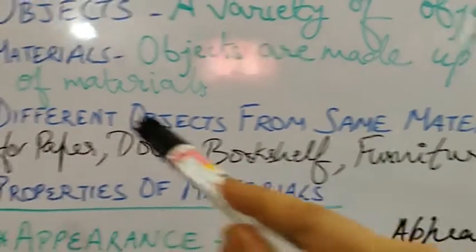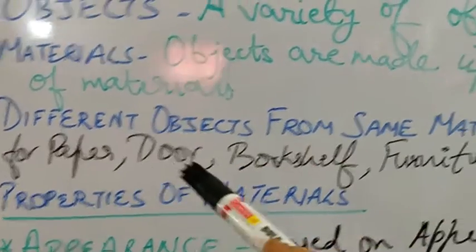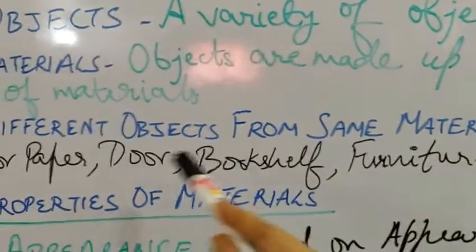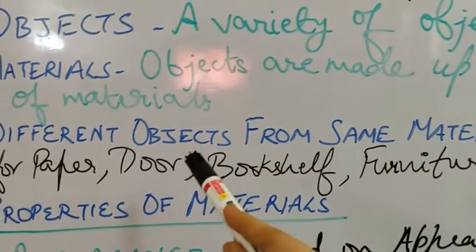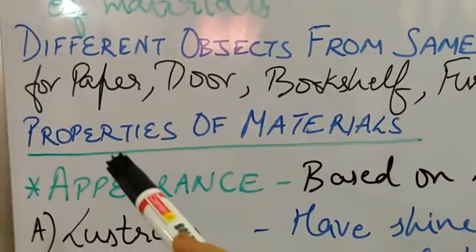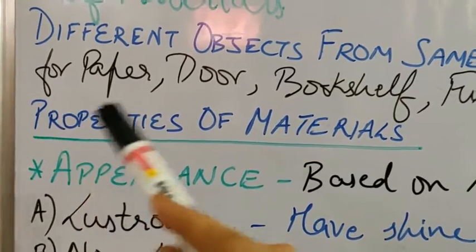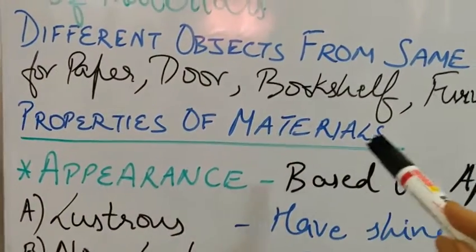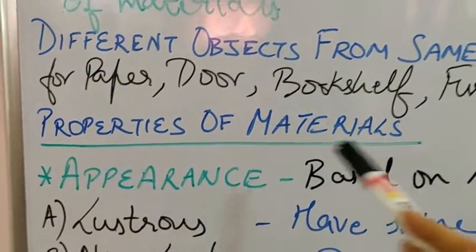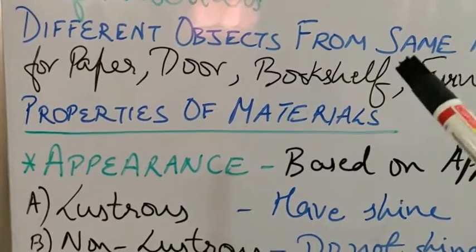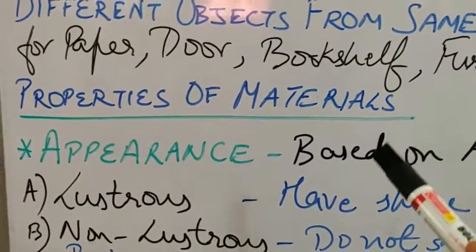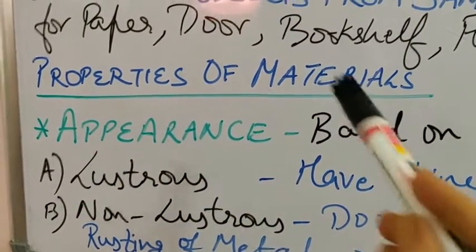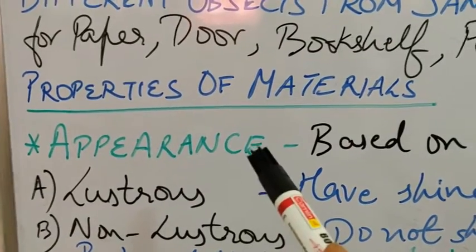Now, on what basis do we determine which material we will use to make an object? Let us come to that. For that we have to understand the properties of materials. Now, what are the properties of materials? The first property is appearance. We are considering appearance here.